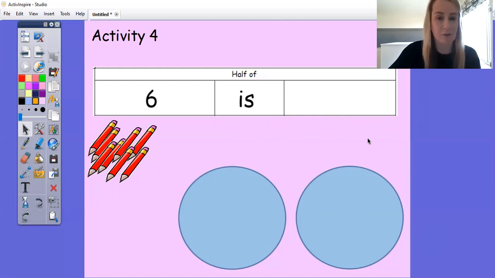If you're not sure, don't worry. You can use practical objects again from around the house to help you share out. Now, can you remember how many equal groups we need to find half?